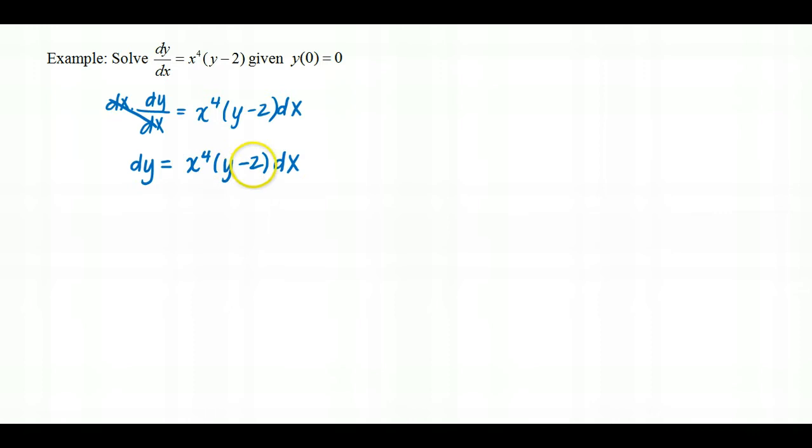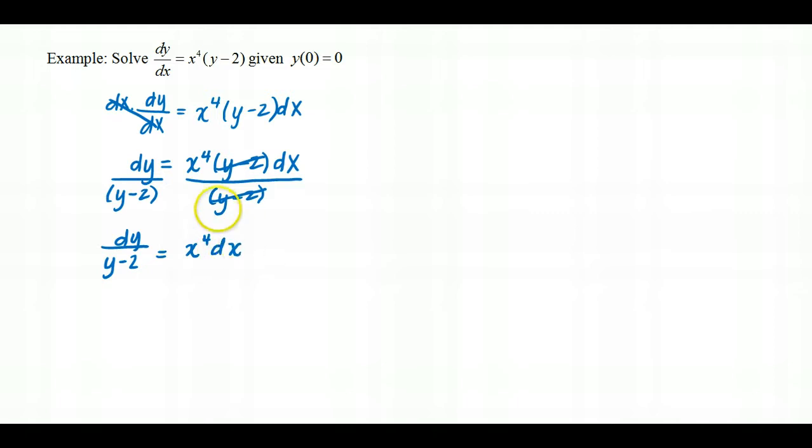So I want to get rid of the term with y minus 2. Since everything's being multiplied and this is one whole term, I can go ahead and divide both sides by the term y minus 2. So these cancel, and I get dy over (y minus 2) equals x to the fourth dx. Alright, so now I take the antiderivative of both sides.